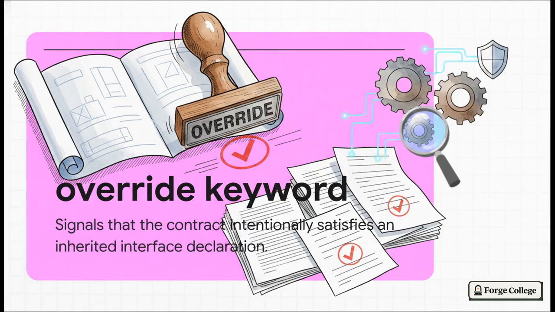Why? Well, it's a built-in safety mechanism. It's basically signaling to the compiler, hey, I know this function was declared in the interface I'm inheriting from, and I am intentionally providing the logic for it right here. If you forget that override stamp, the compiler might think you just accidentally created a function with the exact same name as the blueprint, which creates a really messy name collision. Sure, it feels like mandatory paperwork, but it keeps our code incredibly safe and predictable. Every single function you implement from the interface is going to need this stamp, no exceptions.